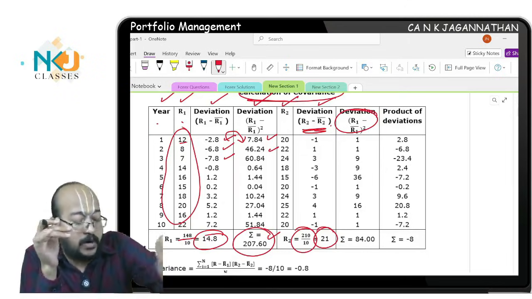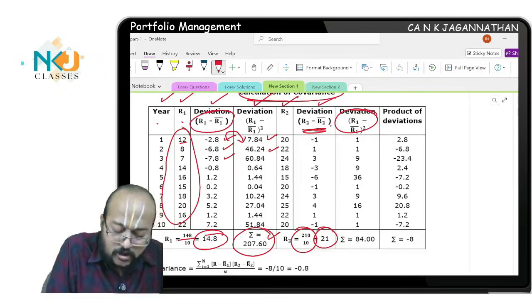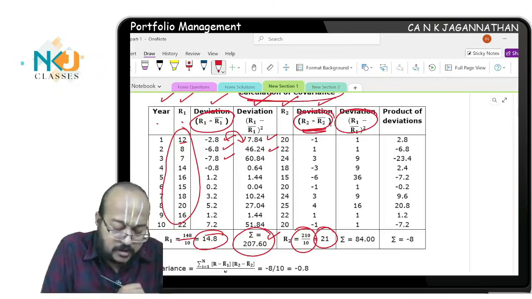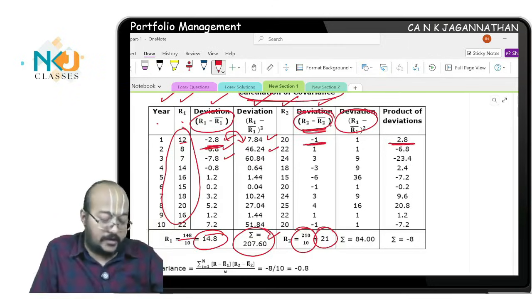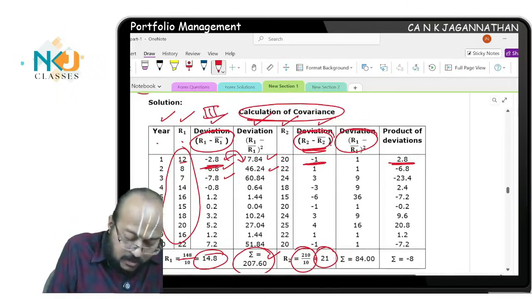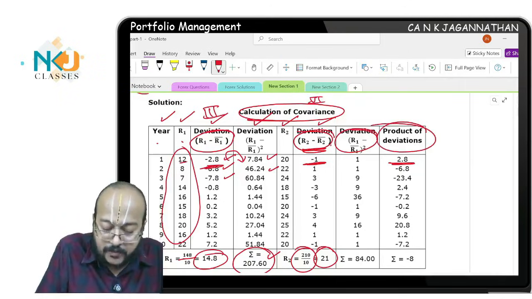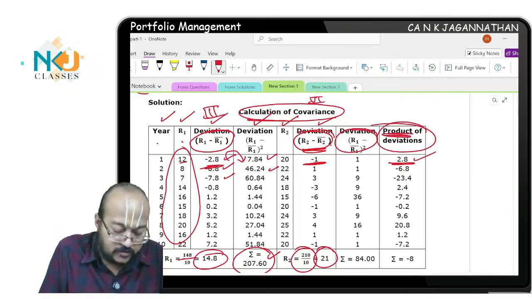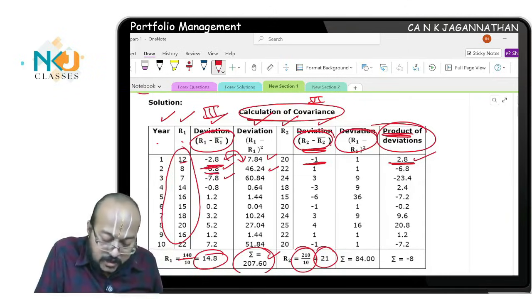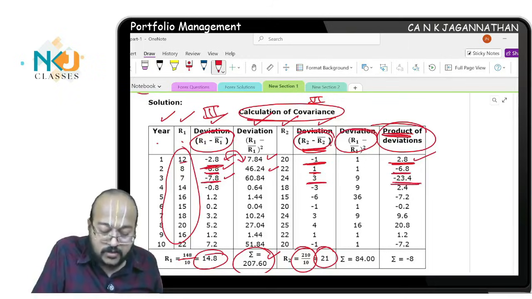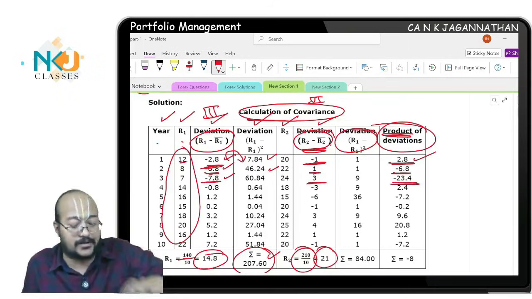Very simple, multiply this R1 minus R bar column and R2 minus R bar column. Minus 2.8 into minus 1 plus 2.8 you will get. Are you all understanding? This is column 3, 4, 5, 6. The column 3 and 6 you will multiply. This is the product of this deviation you will get, which means minus 2.8 into minus 1 you will get 2.8, minus 6.8 into plus 1, yes, positive 1, minus 6.8, minus 7.8 into 3 minus 23.8, like this. Okay, you will get the product.